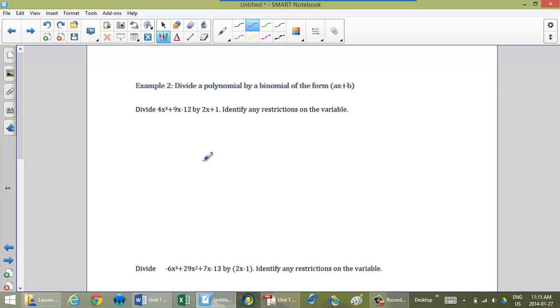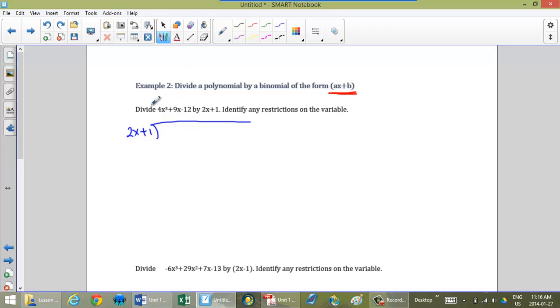Well, what happens if our divisors are of the form ax plus b, where that leading term in the binomial has a coefficient of its own? Do we change the rules, or do we perform the same type of division? In this case, we have a third degree polynomial. It's 4x cubed plus 9x minus 12 divided by the binomial 2x plus 1. 2x plus 1 divided into, right, because that's what we do, into, but what do you notice here?